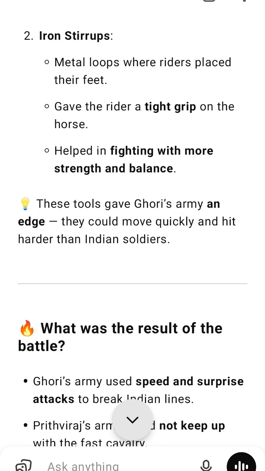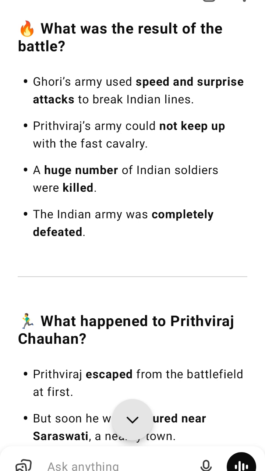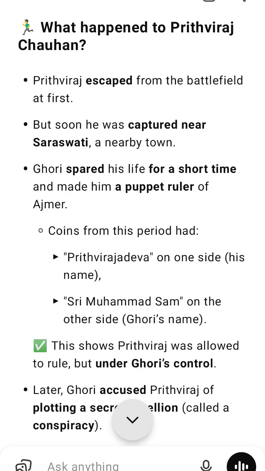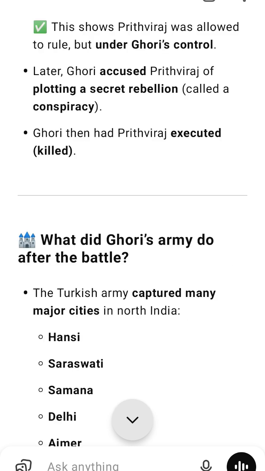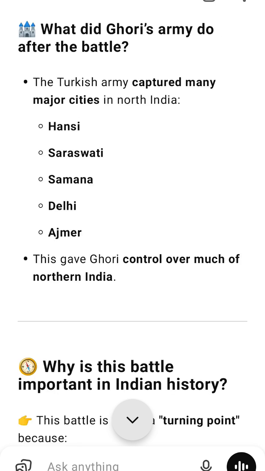4. This led to the founding of the Delhi Sultanate, a Muslim kingdom in India. 5. For the next 600 plus years, much of North India was ruled by Turkish, Afghan, and Mughal dynasties. In short, this battle changed the future of India. It began a new chapter in Indian history.